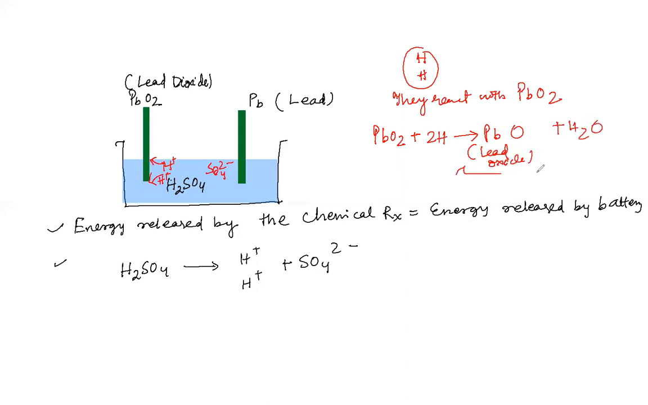This is an intermediate, that means it is again ready for another reaction. So with which is it going to react? This lead oxide is an intermediate, hence a further reaction will take place. This lead oxide PbO is going to combine with H2SO4, and again it is going to form PbSO4 plus water, right?